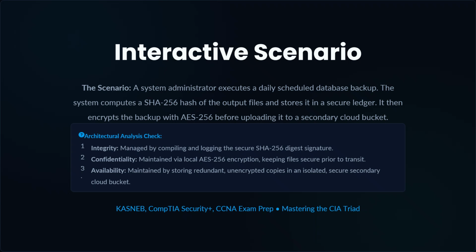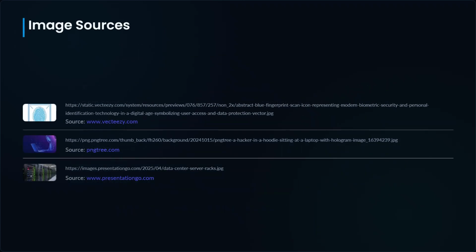1. Which specific action in this scenario directly addresses the integrity of the backup data? 2. Why is the backup data encrypted with AES-256 after the hashing process is completed, rather than just relying on the encrypted transit connection? 3. If an attacker launches a successful DDoS attack against the primary database server, which pillar of the triad is broken, and how does this backup setup help restore normal operations?